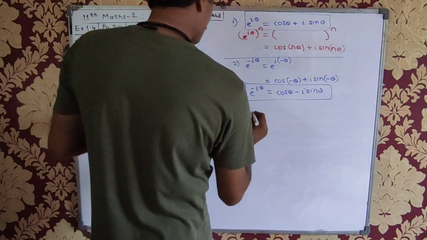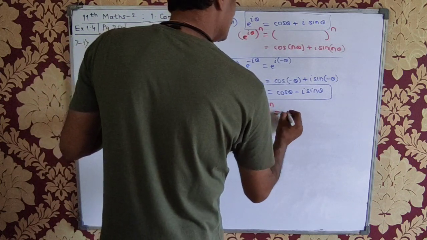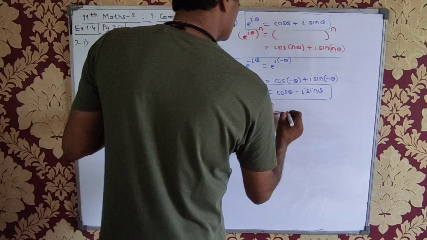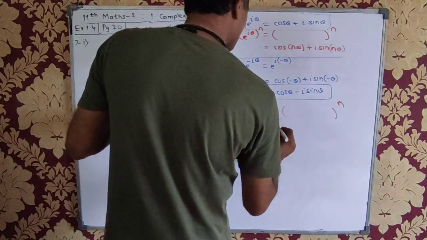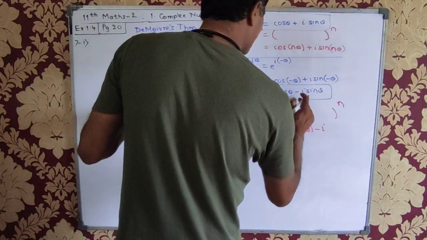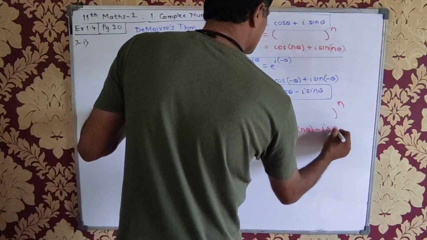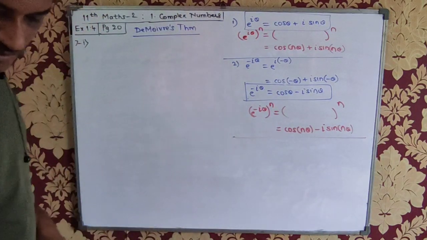In this case also, if I want to raise e raised to minus I theta to the power n, what will it become? It will become cos theta minus I sin theta bracket raised to n, and that n goes inside. So this will become cos n theta minus I times sin n theta. I hope this is clear to you. Yes. Any doubts about that?